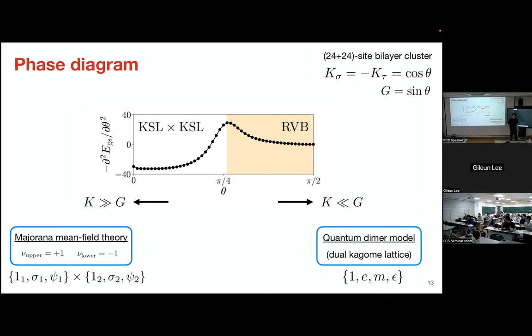Have you checked whether this peak in the second derivative becomes narrower when you increase the lattice size? I really hope so, because that would be a signal of the transition. But we have 48 sites in total in my cluster. That is almost the maximum system size that we can do in exact diagonalization. Practically, I cannot increase the system size anymore.